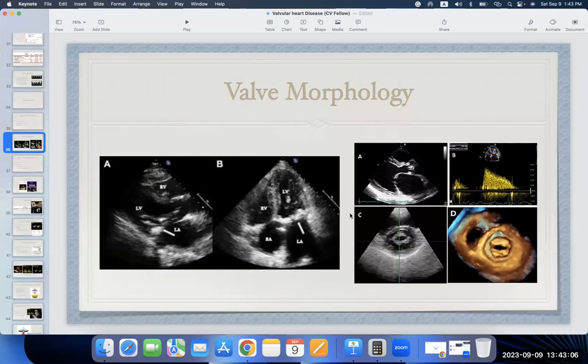The reason it's important to differentiate between the two is that, let's say you have a patient with mild rheumatic mitral stenosis, and this patient is young. Of course, in this patient you have to start penicillin monthly. But on the other hand, if the patient has degenerative calcification, of course we're not going to start the patient on antibiotics.